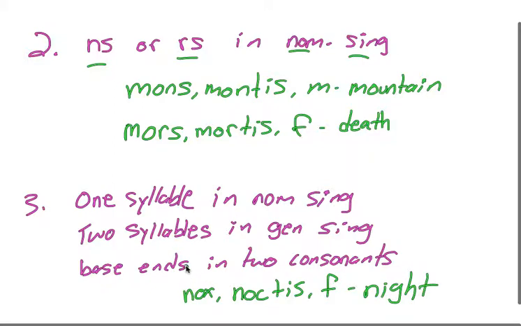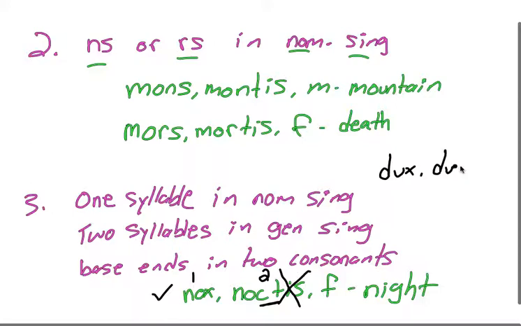So one syllable in the nominative, nox, that's just one syllable. Two syllables in the genitive, noctis, two syllables. And then when we take the base, which remember is always the genitive singular minus the genitive singular ending, we see that it ends in two consonants in a row, a C and a T, so this one's an I-stem. Here's an example of one that's not.